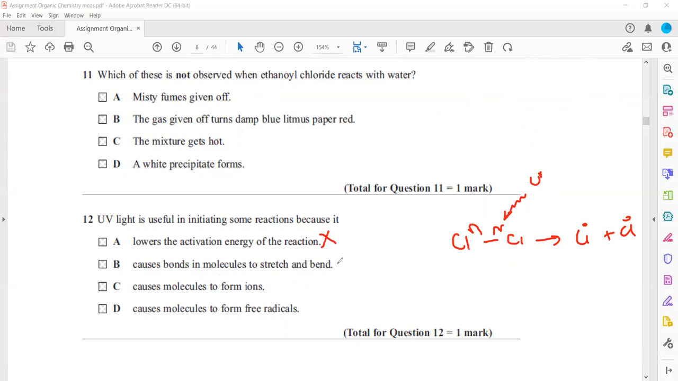So it lowers the activation energy, that is an effect of the catalyst. Cause the bond in the molecule to stretch or bend, that is the effect of infrared radiation, IR. Cause a molecule to form an ion, that refers to ionization, like removal of an electron, so it does not do that. Cause a molecule to form a free radical, yes that's true. As a result, when a free radical is formed, it can initiate different types of reaction. Is it clear?